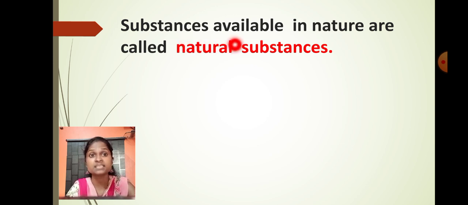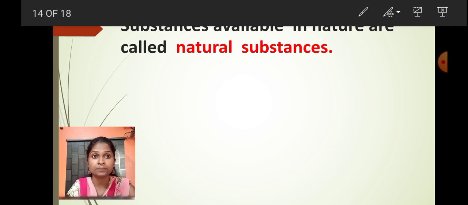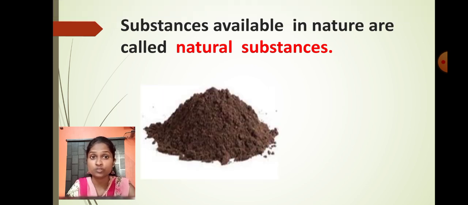The substances which are available in nature are called what? Natural substances. So whatever material is present in nature in its natural form, we call natural substances. For example, can you see this? Soil. Soil is available in nature. We cannot prepare soil by ourselves. So soil is a natural substance which we get easily.